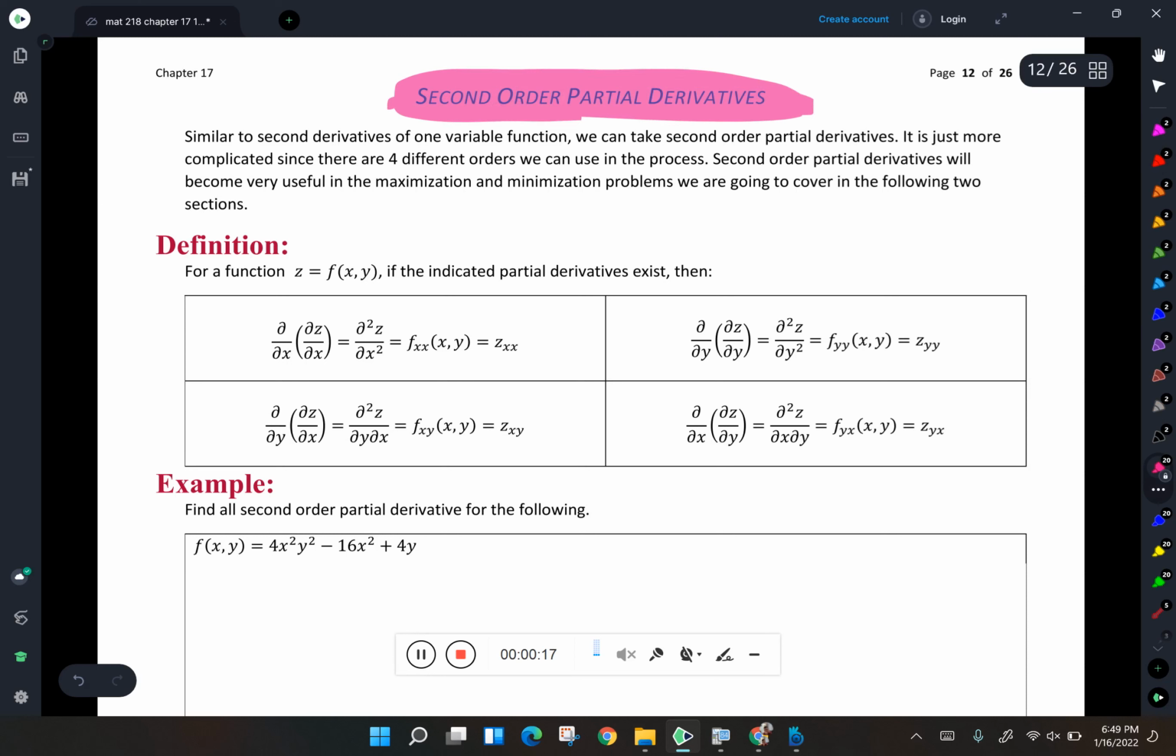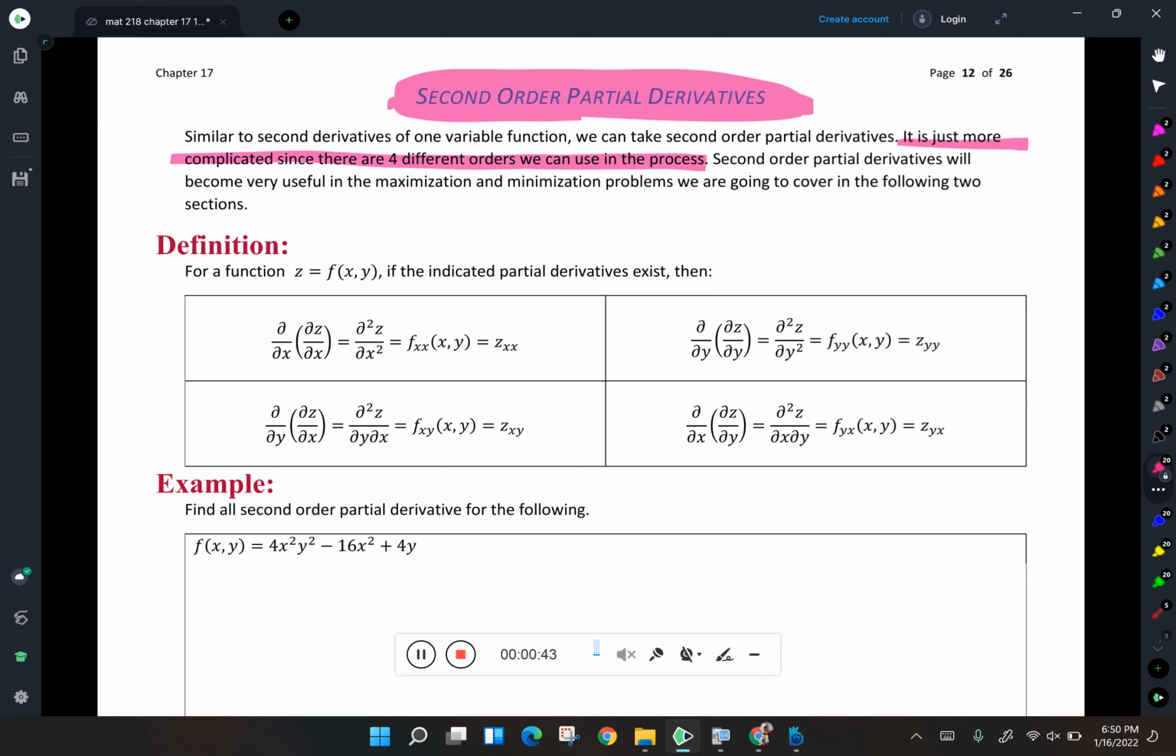If you think back to your 212, your business calc 1, if you could take a derivative, you could take a second derivative, a third derivative, a fourth derivative, you could infinitely take derivatives. Same thing with partial derivatives. If you can take a first partial, you can take a second partial. It's just more complicated because there are 4 different orders that we can choose for the process.